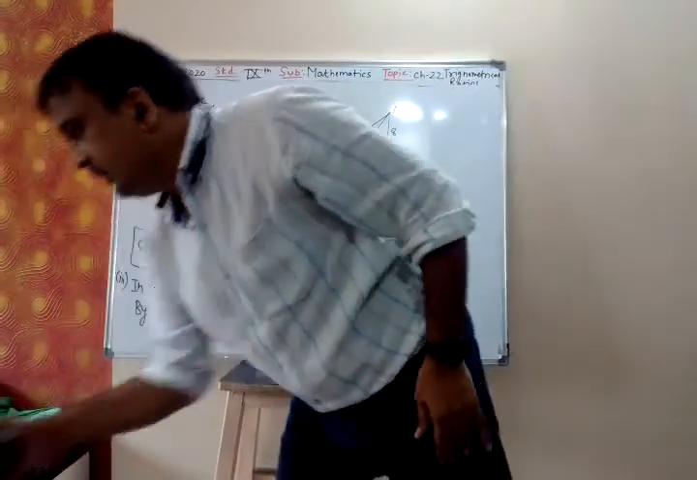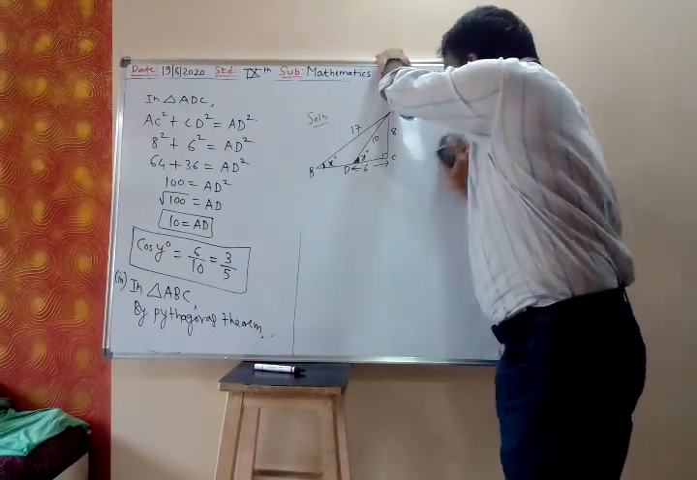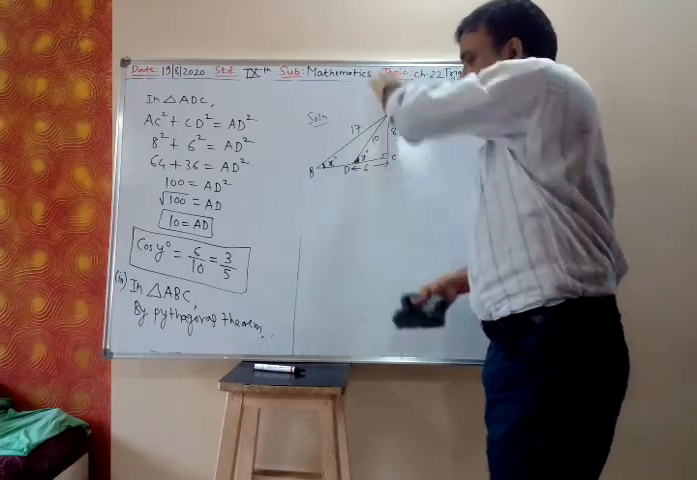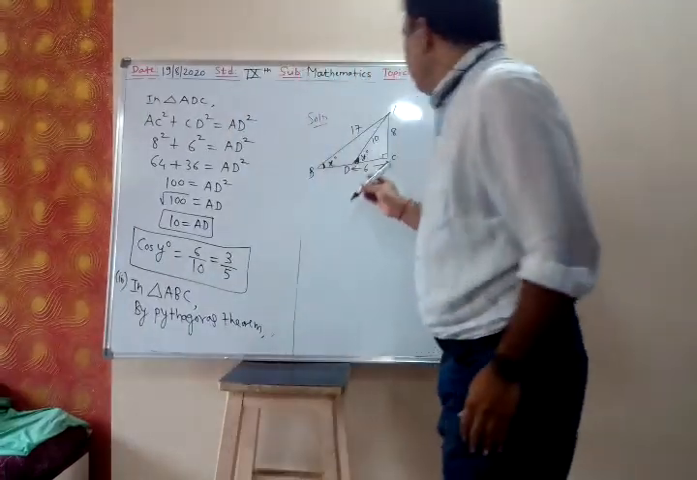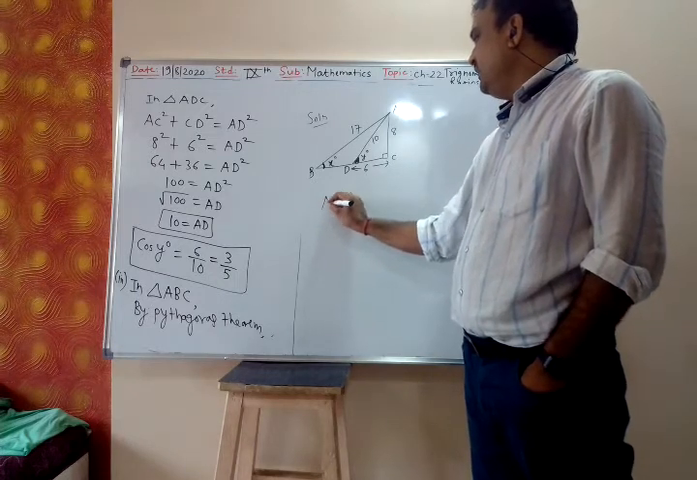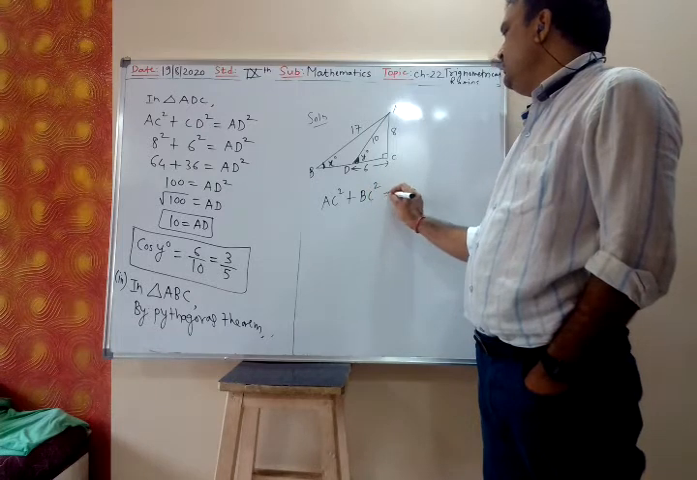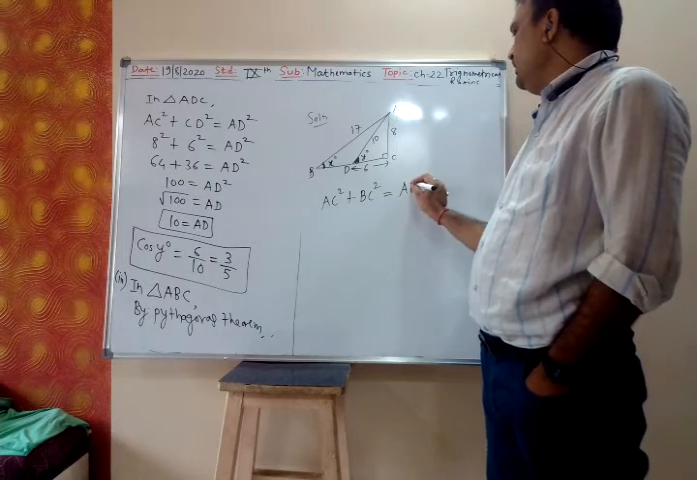So use Pythagoras theorem. Yes, we'll complete it, no worry. So that will be 17 square, that is AC square plus BC square. Are you getting? AC square plus BC square is equal to AB square.